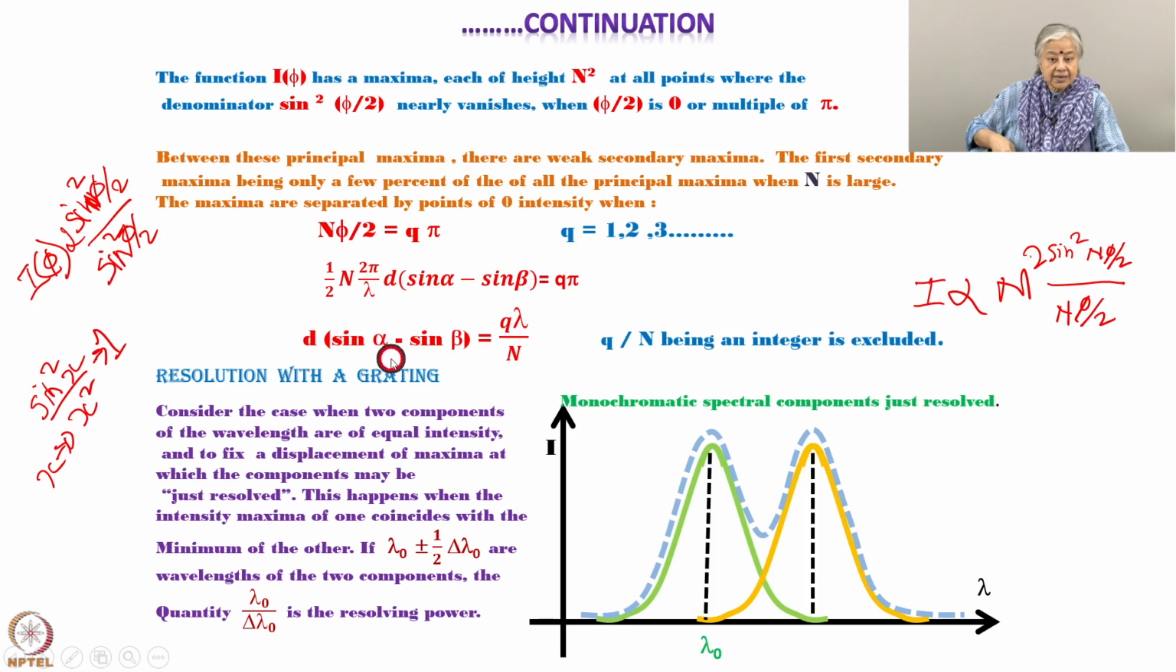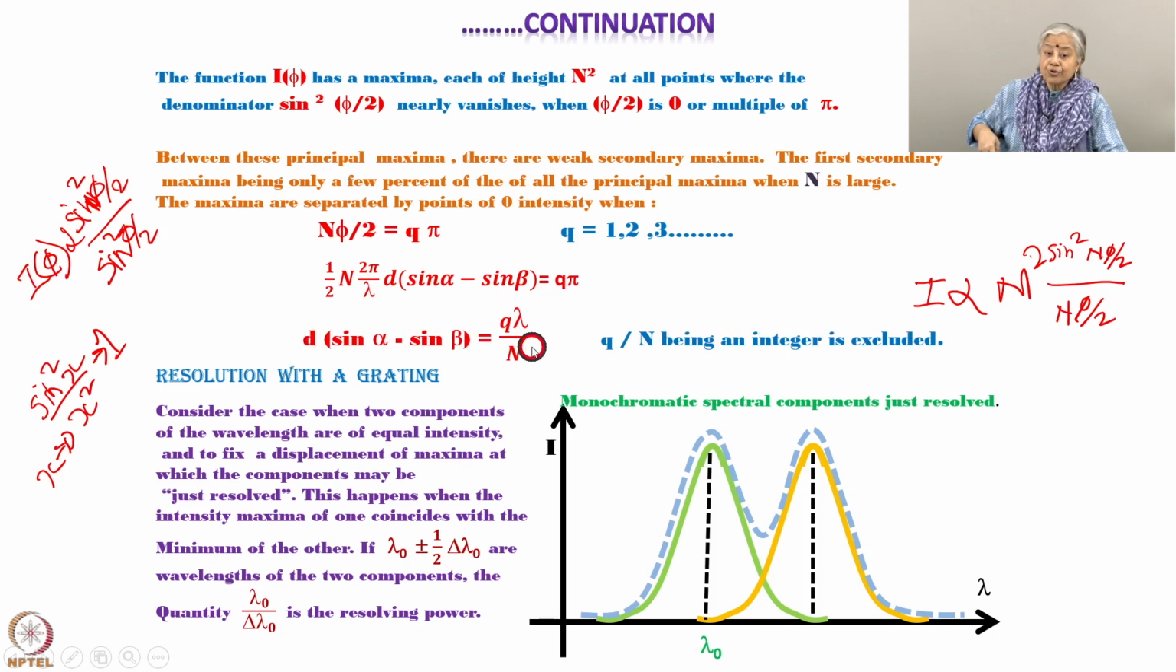Okay. So, d sine alpha minus sine beta is equal to q lambda by n. Okay. So, q is an integer, n also is an integer, a large number of lines that the beam covers. Okay, that is also large. So, though q and n are integers, if q by n is not an integer, then this equation does not work. So, this does not have to be an integer.